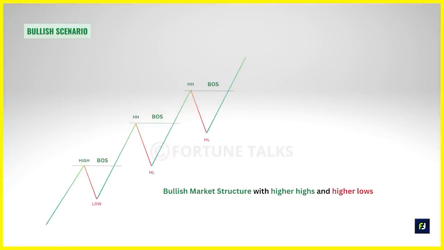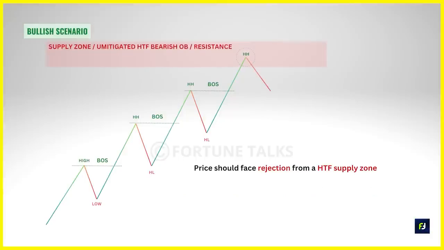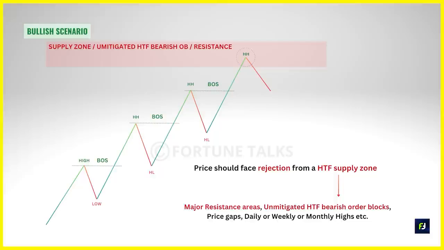To identify a valid flip pattern, we have to consider a few key criteria. First of all, the price should face a rejection from a higher time frame supply zone. So when you mark the structure on higher time frames like 1 day or 1 hour, or any higher time frame based on your trading style, you will be able to identify such price zones where we can expect the price to face some resistance. These could be major resistance areas, unmitigated higher time frame bearish order blocks, price gaps, daily, weekly or monthly highs, etc. All these levels or zones can act as a supply zone and reject the prices.